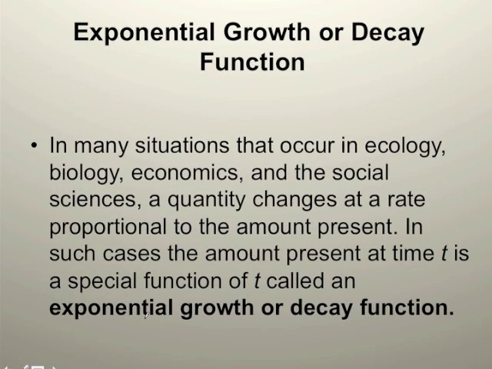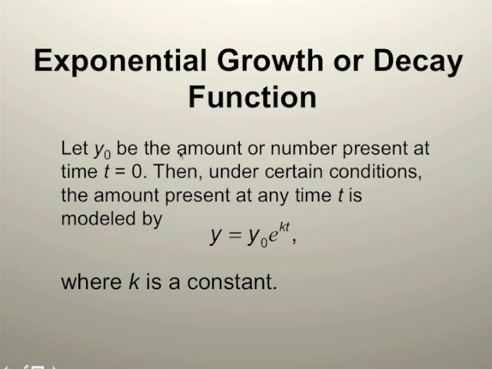In many situations that occur in ecology, biology, economics, and social sciences, a quantity changes at a rate proportional to the amount present. In such cases, the amount present at time t is a special function of t called the exponential growth or decay function. Let y sub 0 be the amount or number present at time t equals 0. Then under certain conditions, the amount present at any time t is modeled by y equals y sub 0 e to the kt, where k is a constant.